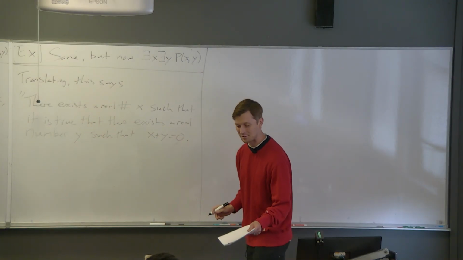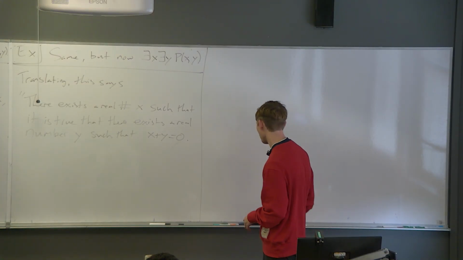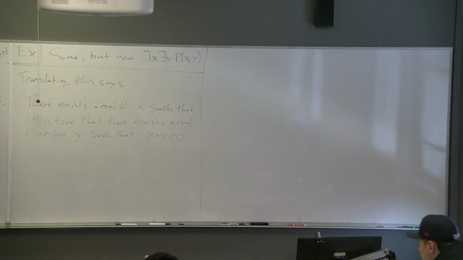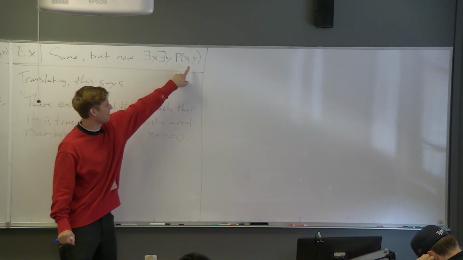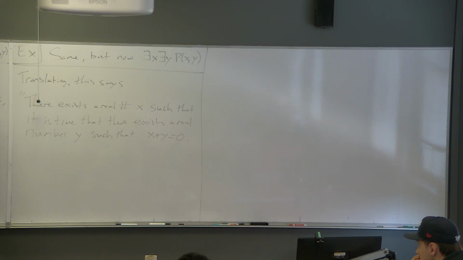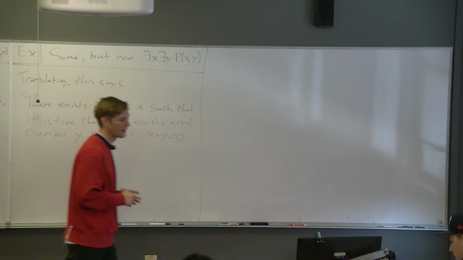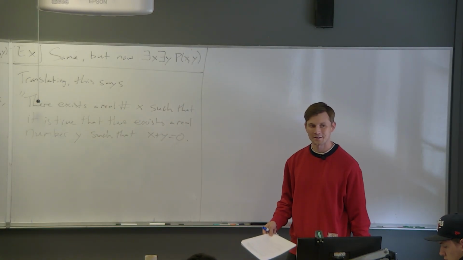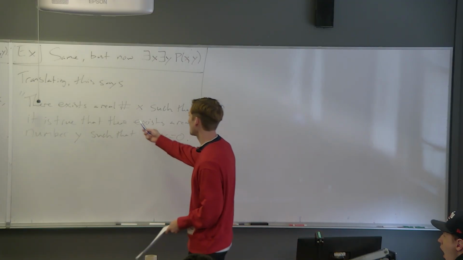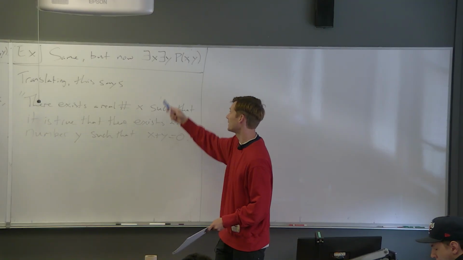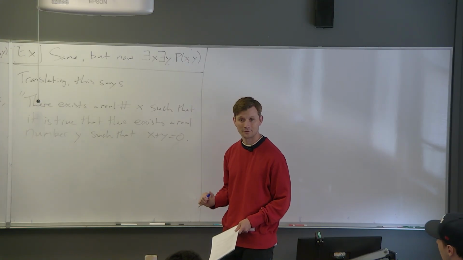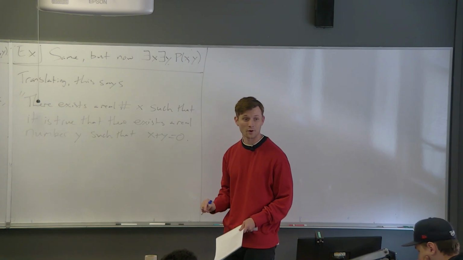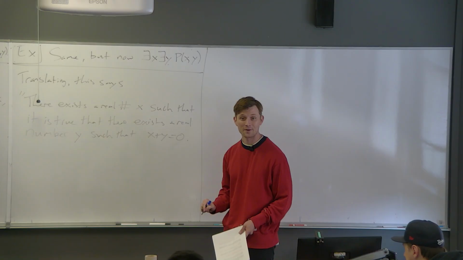You see why we potentially love the notation of these backwards e's and upside down a's. As you can hopefully see, it is substantially shorter to write backwards ex, backwards ey, p of xy, than this garbage right here, right? Way easier, way better, way more straightforward and compact. But this is what it's saying. There exists a real number x such that it is true that there exists a real number y such that x plus y is equal to 0. That is the assertion of this statement.